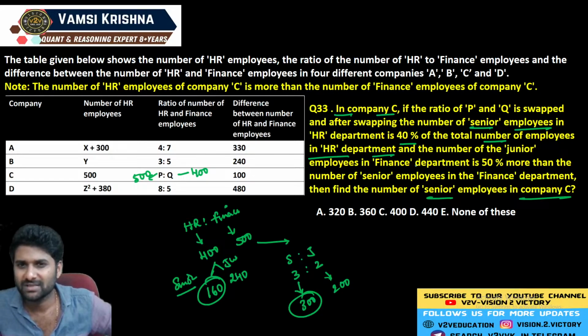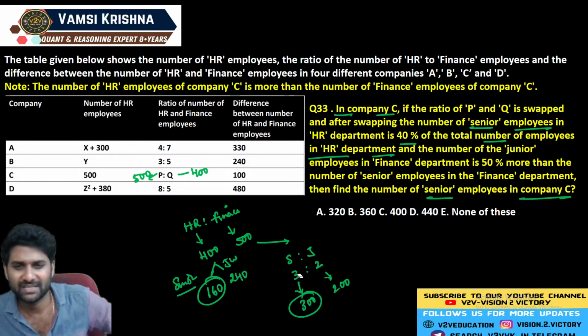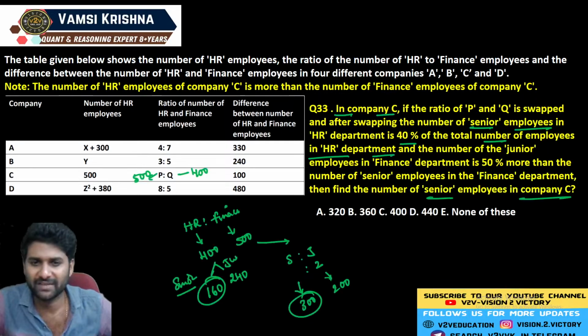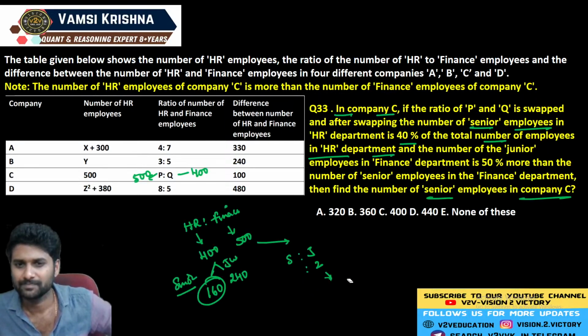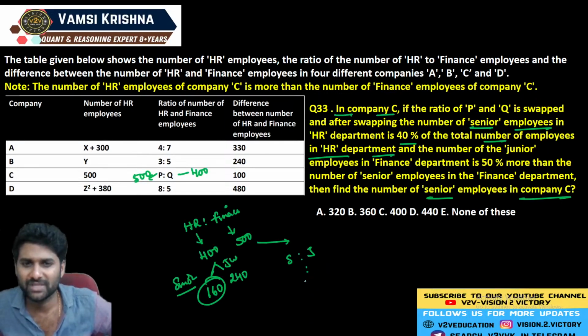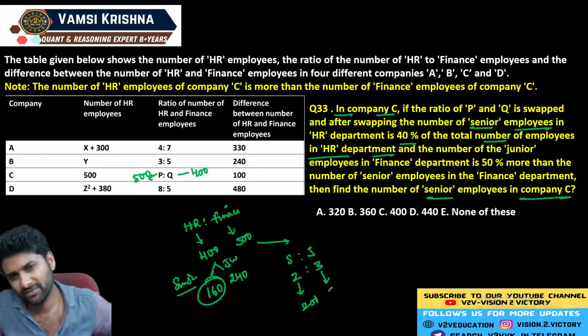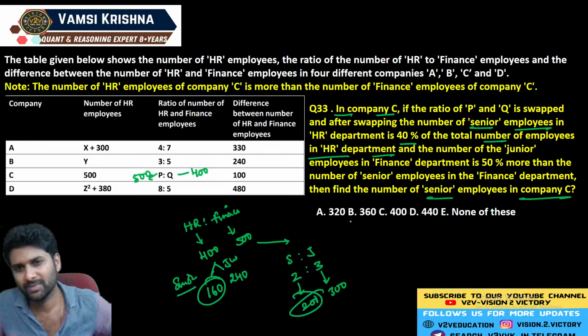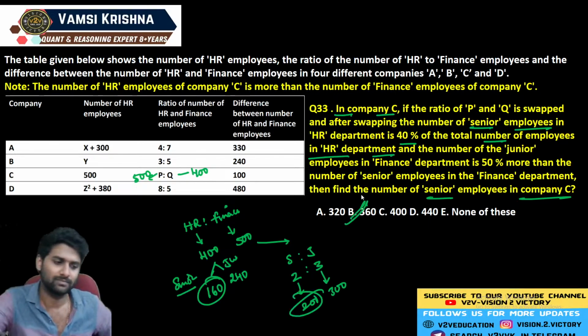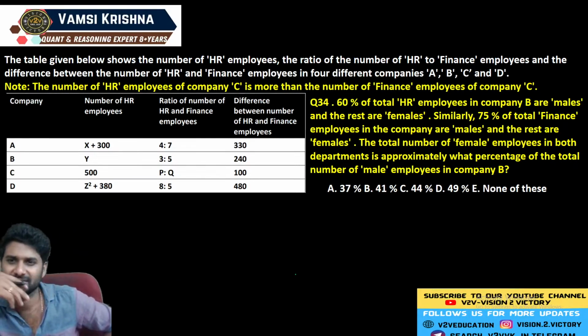50% is more than the senior. Okay, juniors is more than senior, right? Okay, it's a 2 is to 3 now. Reverse the ratio. Just missed this point. Juniors is more than the seniors. Now it becomes 200. Now it becomes 300, and overall value becomes 360. 34th question.